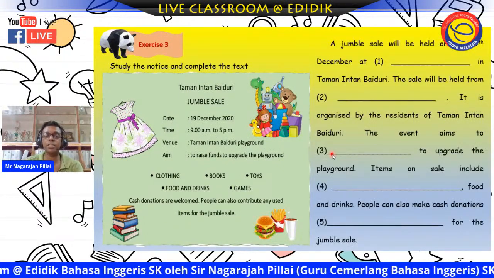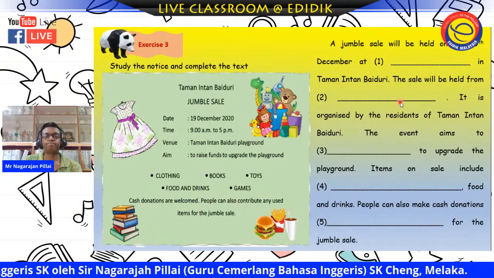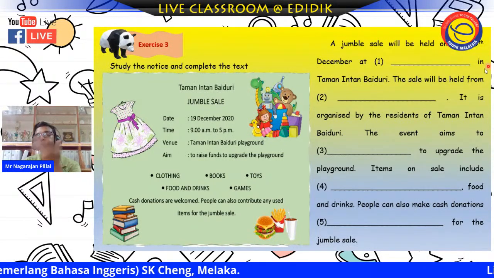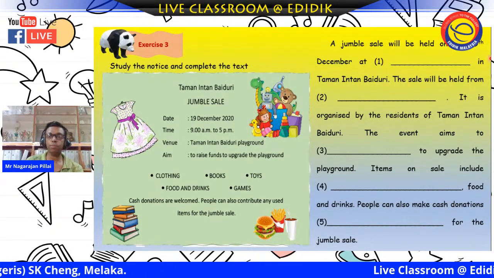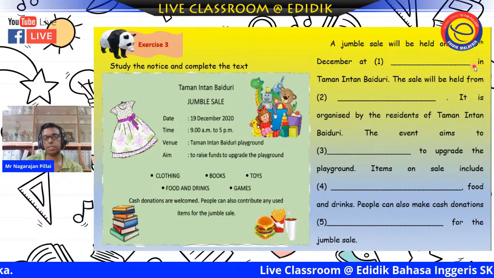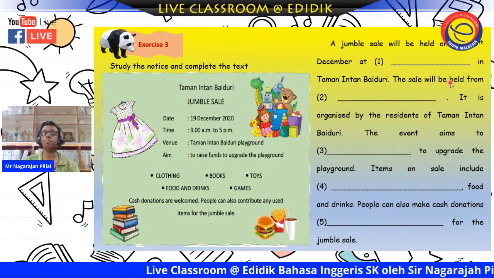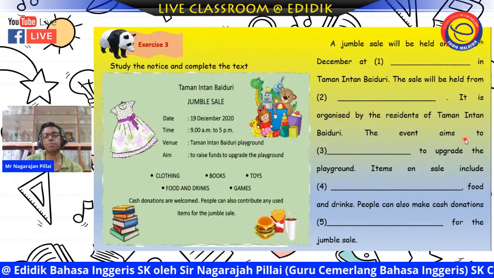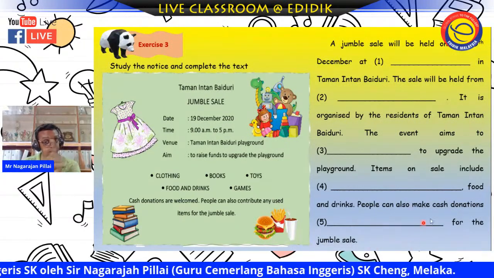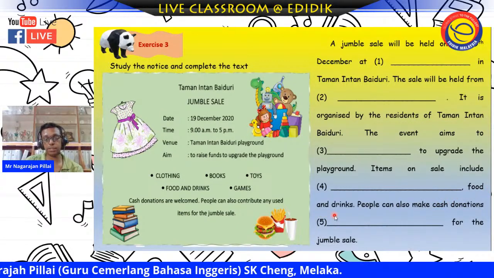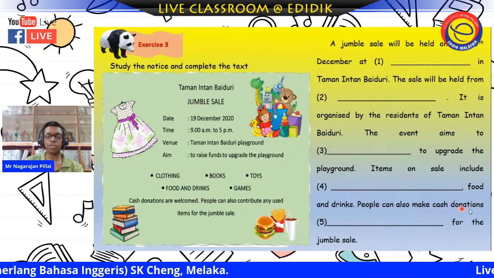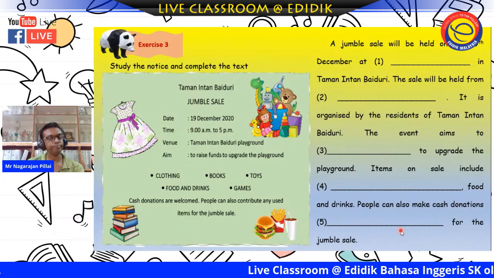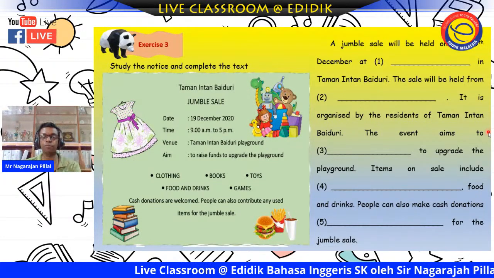Now, let's look at the question. Read. A jumble sale will be held on the 19th December at blank in Taman Intan Baiduri. The sale will be held from blank. It is organized by the residents of Taman Intan Baiduri. The event aims to blank to upgrade the playground. Items on sale include blank. See, there's a comma. Food and drinks. People can also make cash donation blanks for the jumble sale. Okay, done. Complete. Let's solve the question.